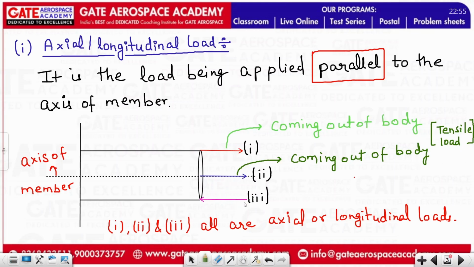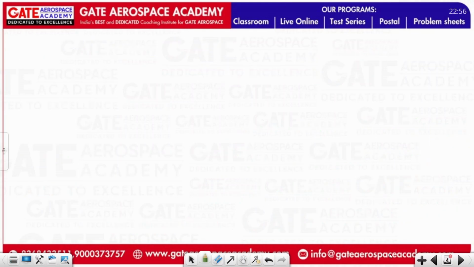And if you try to see this particular load, you will see that this is pointing towards the body or it is coming inside the body. This particular type of load is known as your compressive load. So this is your load coming towards the body. This load is known as your compressive load. So, there are two types of load we will have. Now, let us try to understand them.